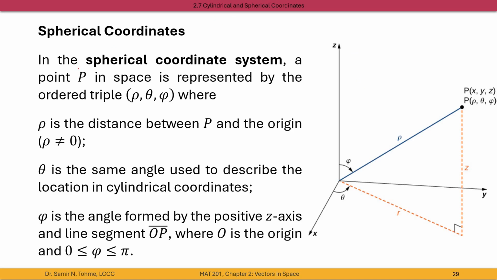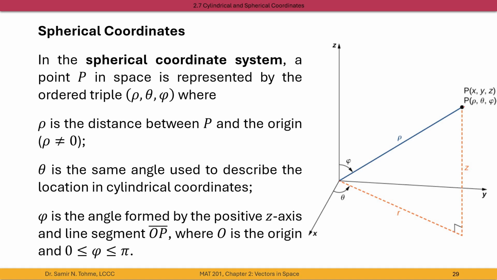Now let's discuss spherical coordinates. In spherical coordinates, we will define this ordered triple: rho, theta, and phi. Rho is the distance between the origin and point P in space. Theta is the same as before. It is the angle between x and r. As I mentioned before, don't confuse r and rho.